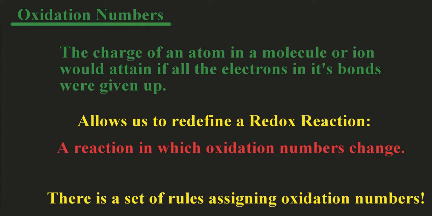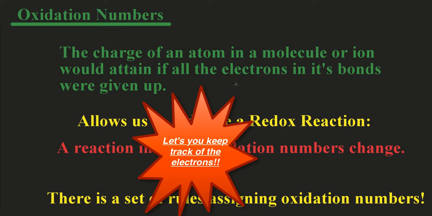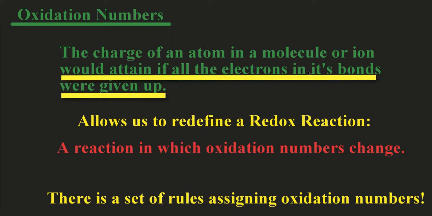Today we're going to look at the concept of oxidation numbers. What is an oxidation number? An oxidation number is the charge of an atom, a molecule, or an ion if that ion were to lose all of its electrons and its bonds.